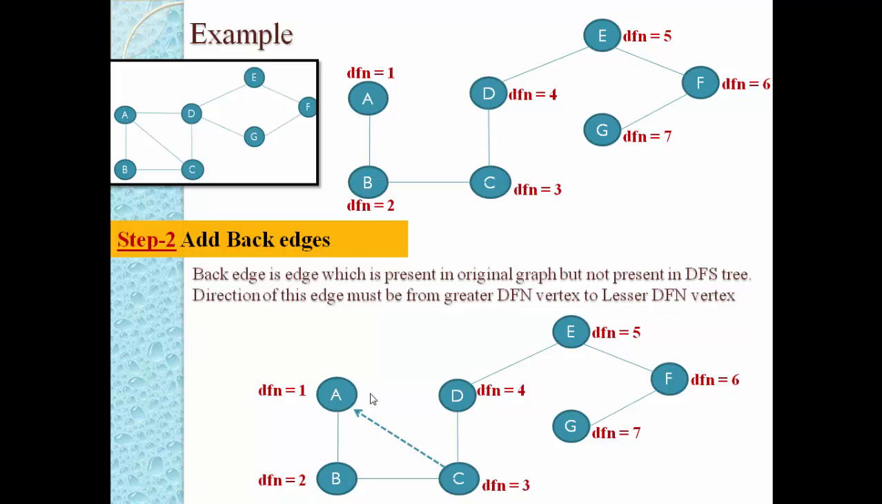Now add the back edge between A and D. D has a DFN number 4 and A has a DFN number 1, so the direction of this back edge must be from D to A. Same way, add the back edge for D and G. G has a DFN number 7 and D has a DFN number 4, so the direction must be from greater to lesser, from G to D. So these three are the back edges of the graph which are available in our original graph but not available in our DFS tree. So this is our step number 2.